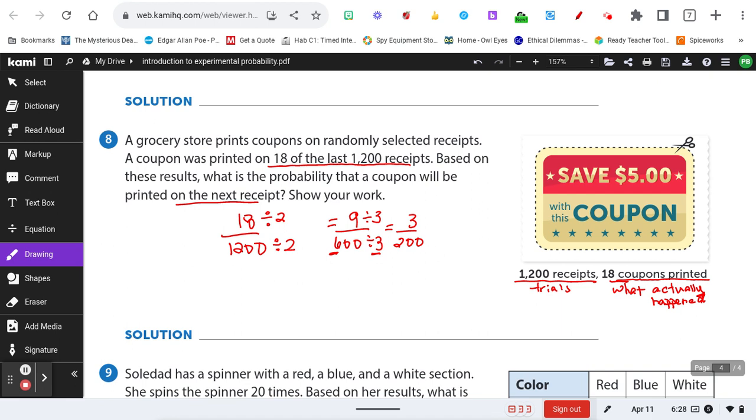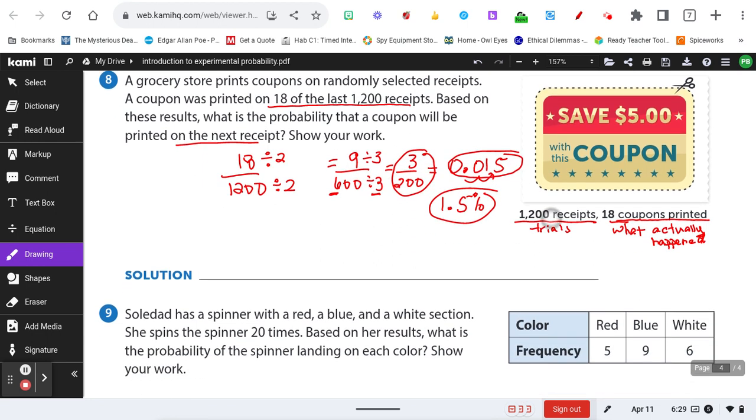Now you can change that to a decimal. As a decimal, if you do top in, bottom out, or you punch in the calculator 3 divided by 200, you're going to get 0.015. And then if you change it to a percent, that's going to be about 1.5%. So I just expressed my answer as a percent, as a decimal, and as a fraction, guys.